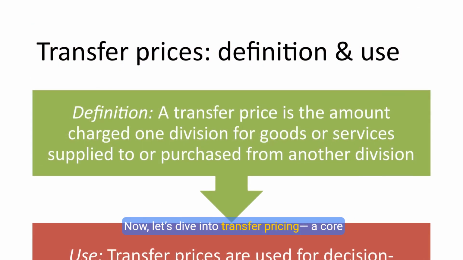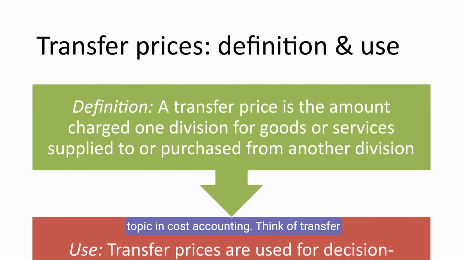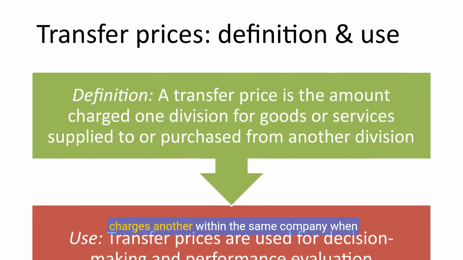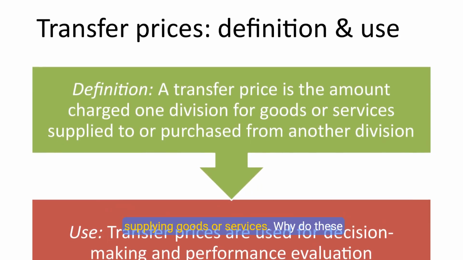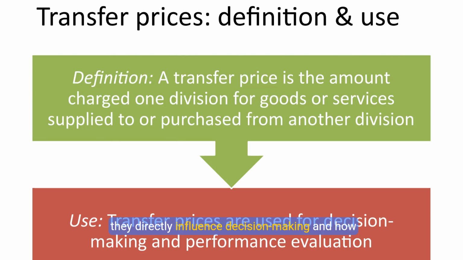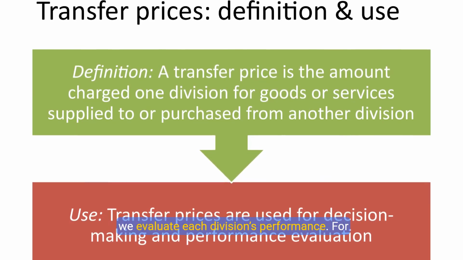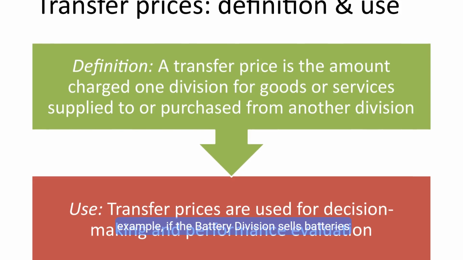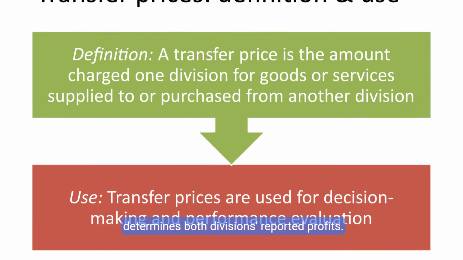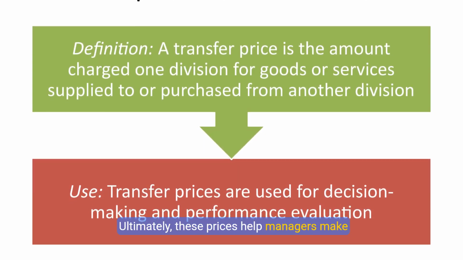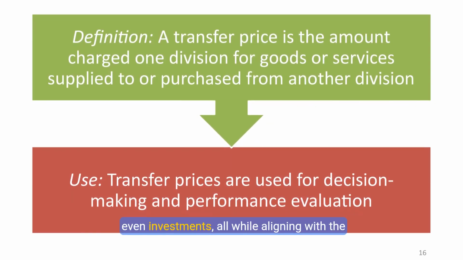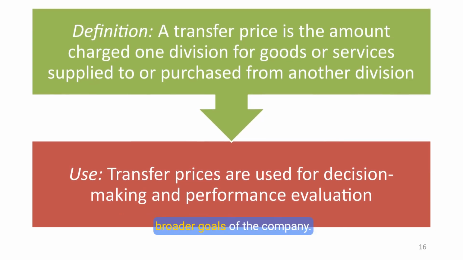Now let's dive into transfer pricing, a core topic in cost accounting. Think of transfer prices as the internal prices one division charges another within the same company when supplying goods or services. Why do these internal prices matter? They're not just numbers. They directly influence decision-making and how we evaluate each division's performance. For example, if the battery division sells batteries to the auto division, the transfer price set determines both divisions' reported profits. Ultimately, these prices help managers make informed choices about production, sourcing, and even investments, all while aligning with the broader goals of the company.